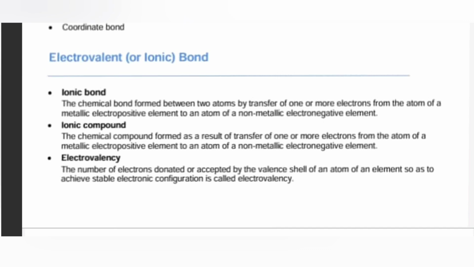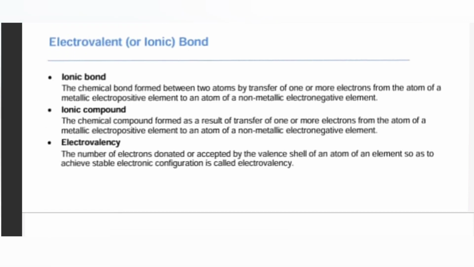So basically, for example, let's say oxygen. Oxygen has 8 electrons, so its atomic number is 8. Its electronic configuration is 2 and 6, and it requires 2 electrons to achieve stability. So in a reaction it will gain 2 electrons, so its valency would be -2.